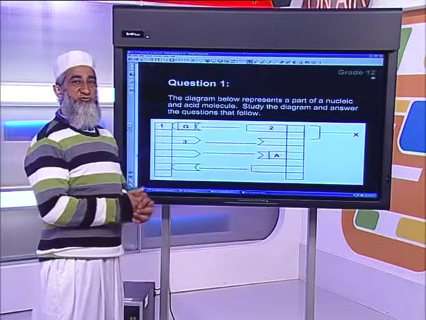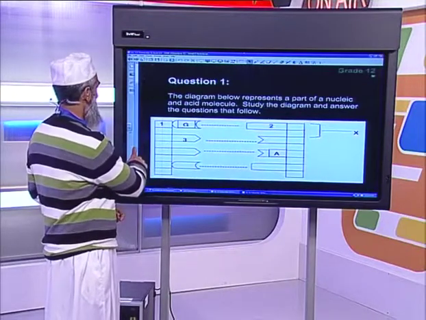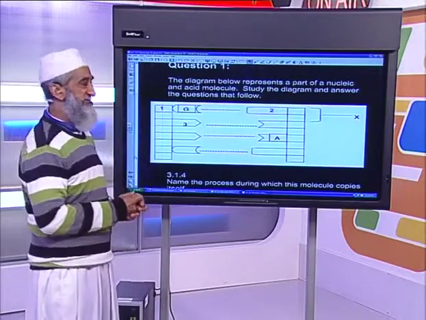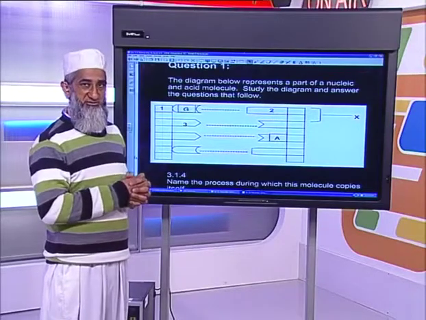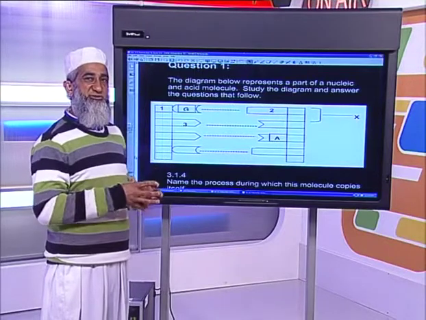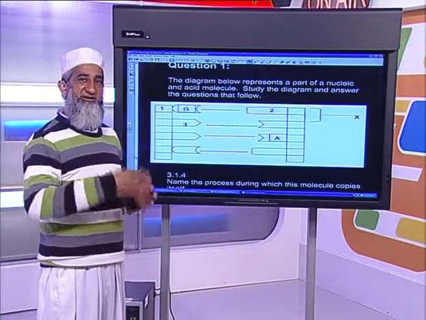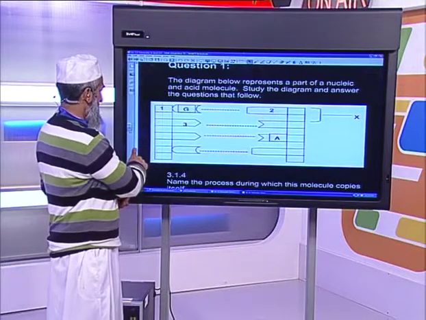Guys, we go straight into question time, and we start off with the first question, question 1. And this question deals with a certain type of nucleic acid. The question says the diagram below represents a part of a nucleic acid molecule. Study the diagram and answer the questions that follow. Very important to read the introduction to a question, because within this introduction to the question may be very important information that's going to lead you into this question. So always remember that you've got to read what's in the question first.